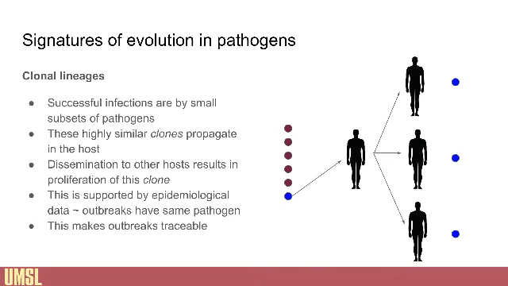And what this does for us in terms of epidemiology is it makes outbreaks traceable, right? We have this operating assumption that we have clonal expansion, which generally appears to be true, which means we can track things back to where particular infection events happened and potentially when they happened.